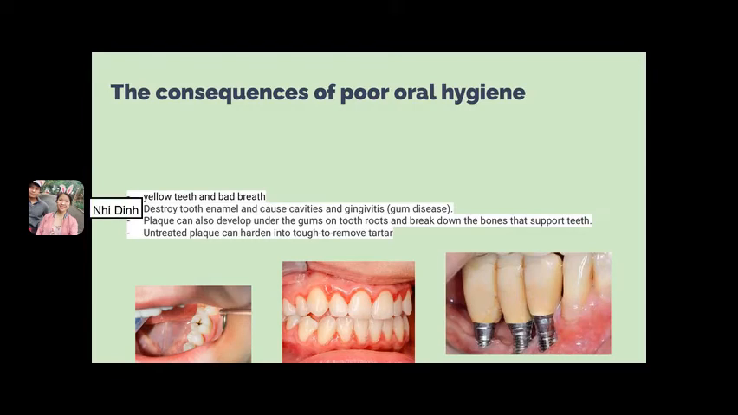There are several consequences of poor oral hygiene, meaning the plaque is poorly controlled. It can cause yellow teeth and bad breath. The plaque can also destroy the tooth enamel and cause caries or gum disease. Plaque can also develop under the gums on the tooth root and break down the bone that supports the teeth. Untreated plaque can also harden into tartar.